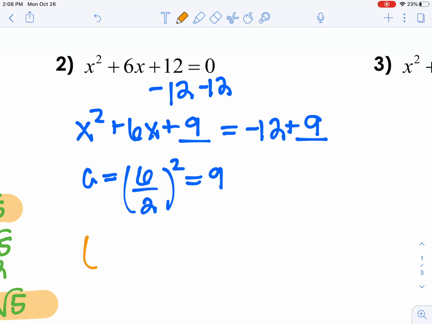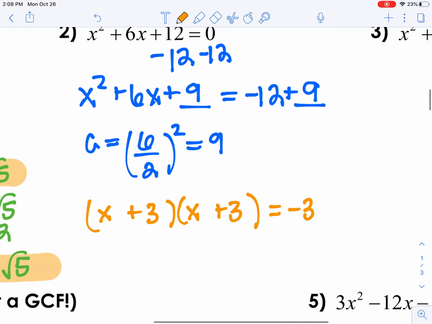Now we can factor. We know we're going to have x and x. Negative 12 and 9 is negative 3. In order to multiply to 9 and add to 6, we need plus 3 and plus 3. So we can write this as x plus 3 squared is negative 3.